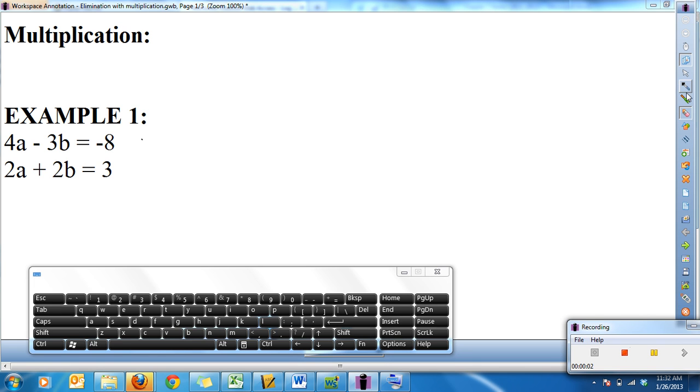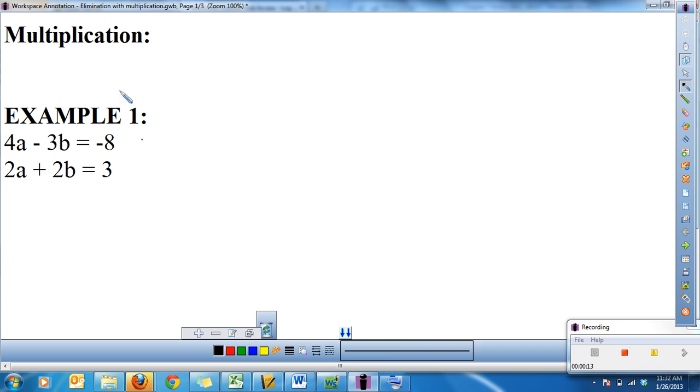This is the second video on the method of elimination that we can use to solve systems. It's essentially the same method, but what's a little bit different is that sometimes when you want to use elimination, you're looking at a problem and you can't see anything to eliminate.